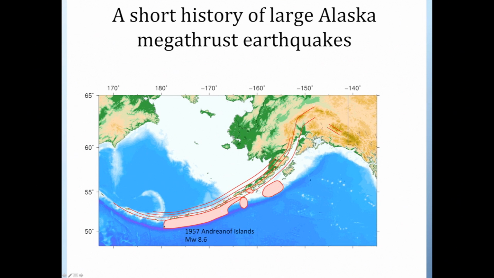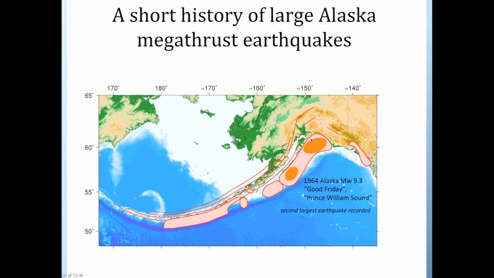Of course, the big one was the 1964 moment magnitude 9.2, 9.3 earthquake. It's termed the Prince William Sound or Good Friday earthquake. This devastated Anchorage, many of the coastal towns in Alaska.